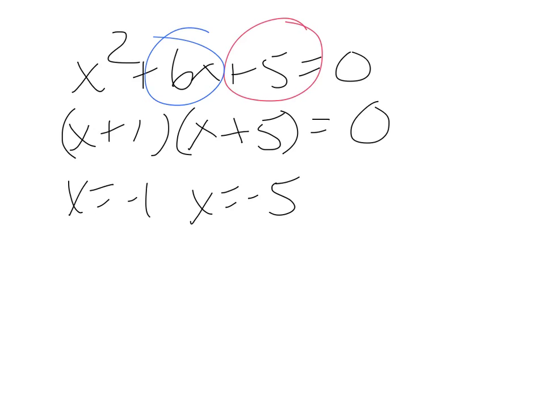So if we can factor these, we factor them. But what if we can't factor them? What if I gave you something like x squared plus 4x plus 5 equals 0? All I did was change one number. But I can't factor that.